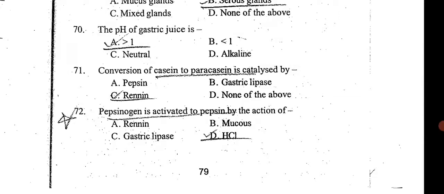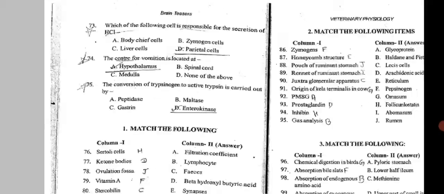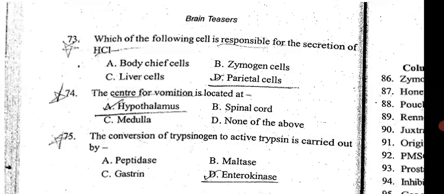Renin converts casein to para-casein. Casein to para-casein is converted by renin, and the HCl of the parietal cells is responsible for conversion of pepsinogen into pepsin, that is responsible for protein digestion.